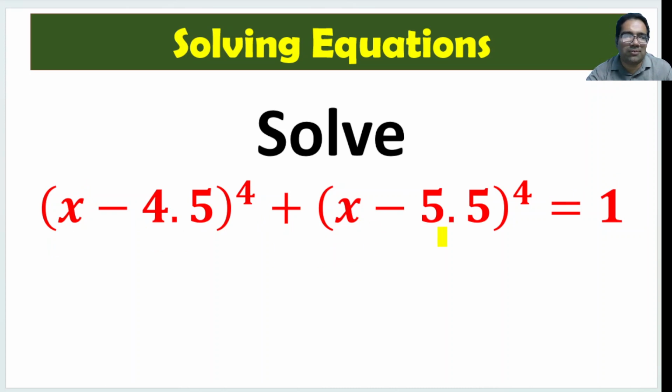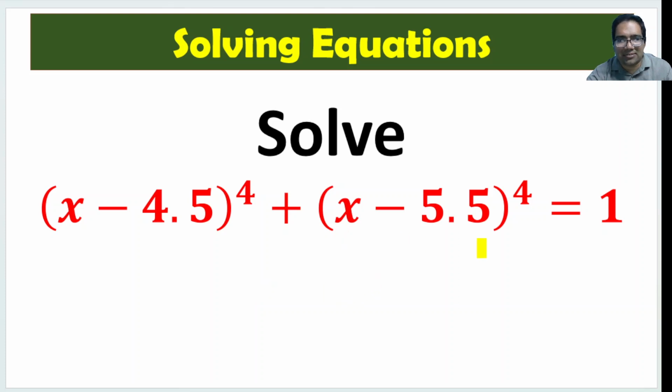Similarly, when x equals 5.5, this term will become 0. This term will become 1. 1 power 4 is again 1. So 4.5 and 5.5 are clearly the solutions. Right? That is plain visible. Now we need to find two more. Let's try to find those two also.